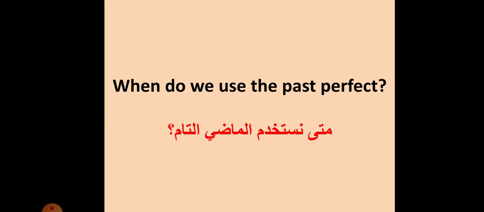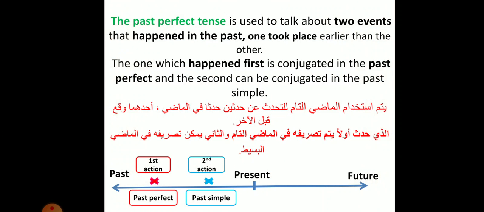When do we use the past perfect? The past perfect tense is used to talk about two events that happened in the past. One took place earlier than the other. Okay? One comes first and the other comes after. The one which happened first is conjugated in the past perfect, and the second can be conjugated in the past simple.